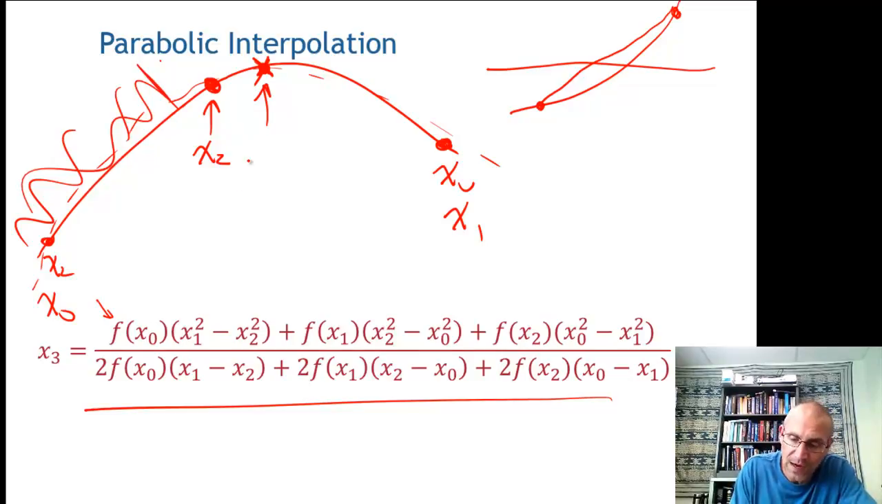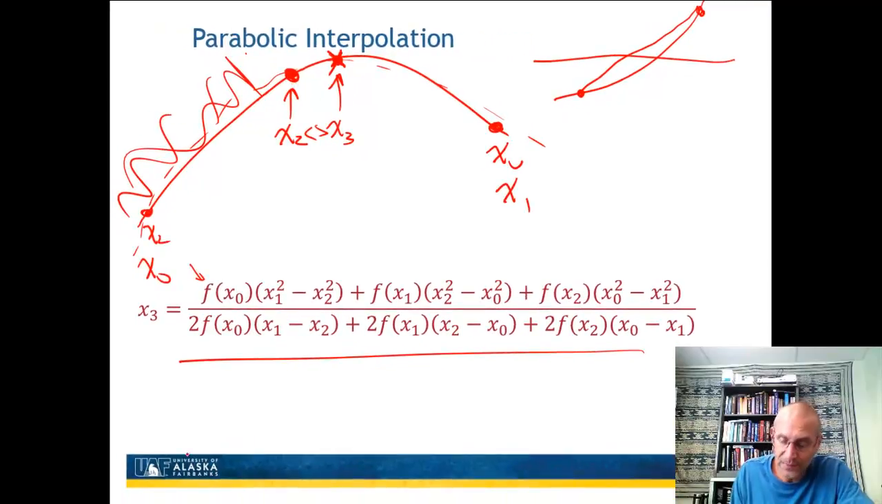Now, one of the things you need to do each time is determine which section to throw away. And first of all, it's going to depend on whether x3 right over here is greater than or less than x2, and then you're going to be looking at whether its function value is greater than or less than that of x2. So there are 4 different situations that you need to evaluate of whether you want to throw away the left-hand side or the right-hand side.